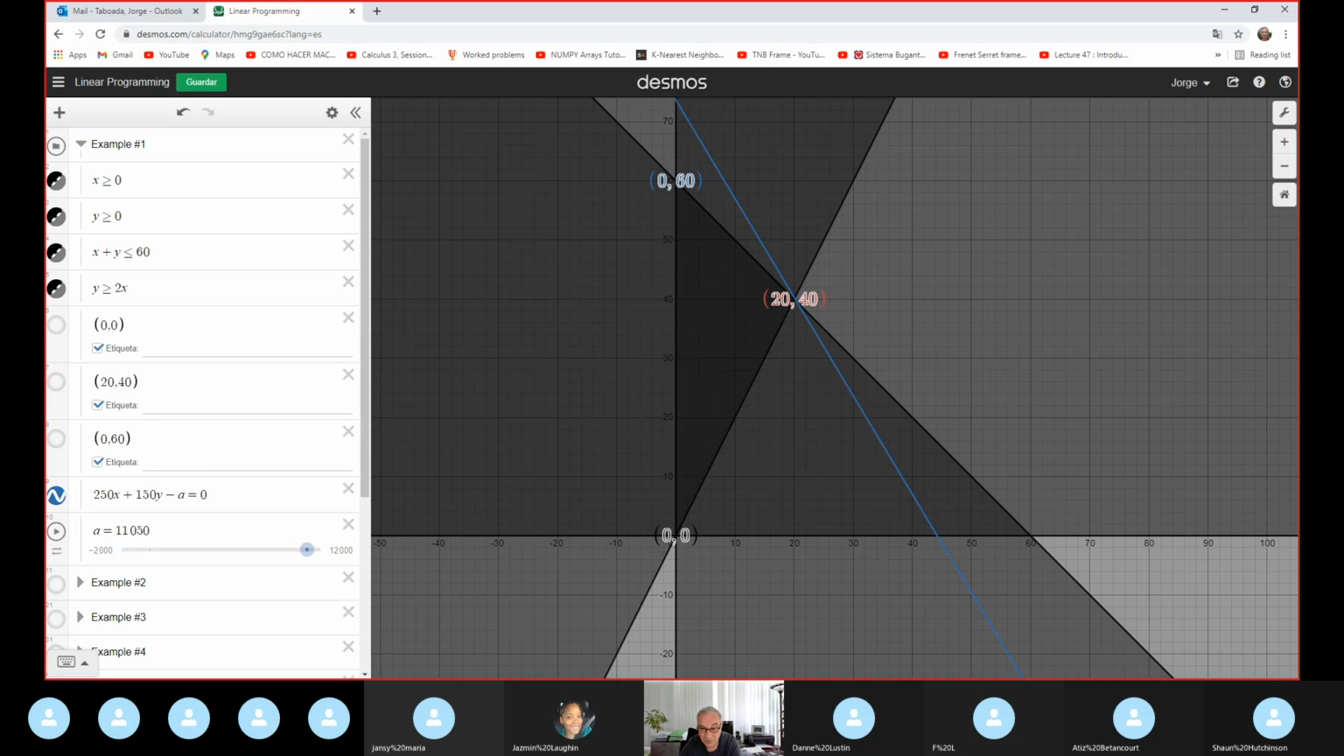Then the maximum value. So what is the answer for the linear programming problem? Okay, the objective function is maximized at the value 11,000, maybe it's dollars, I don't know. And this happened at the point 20,40. So x is 20 and y is 40. Get the idea? Get the idea or no?